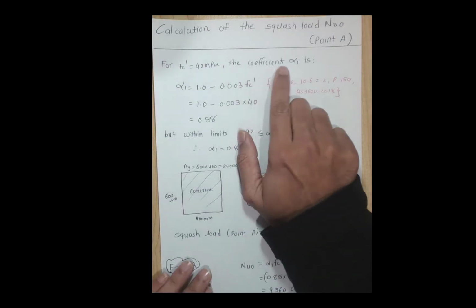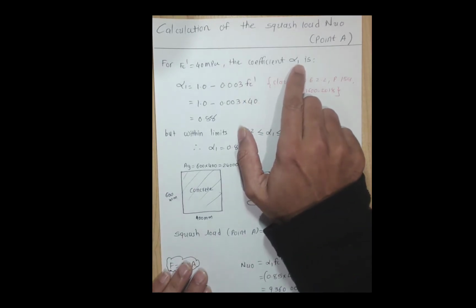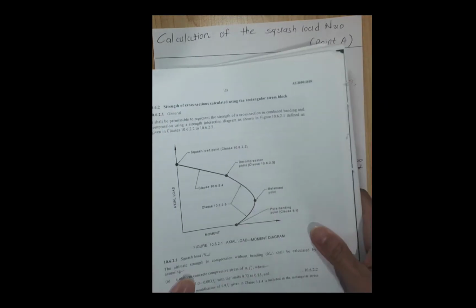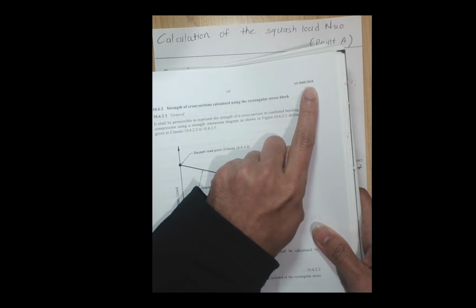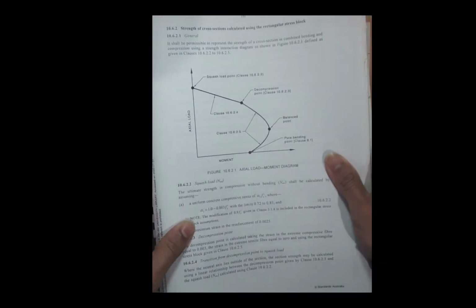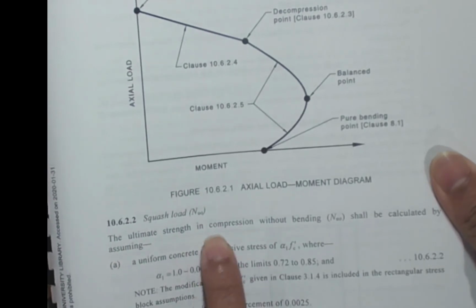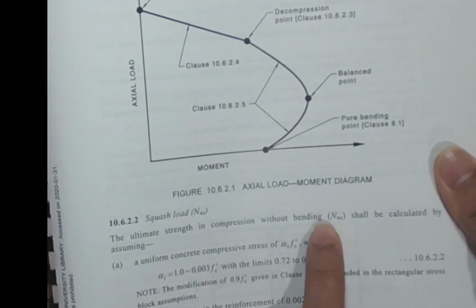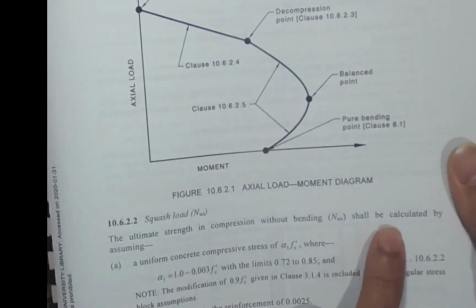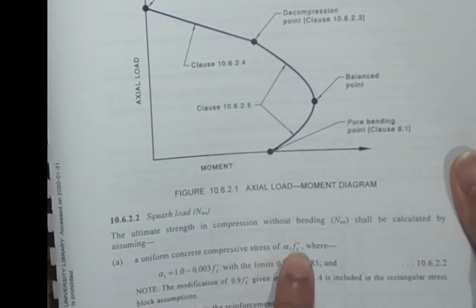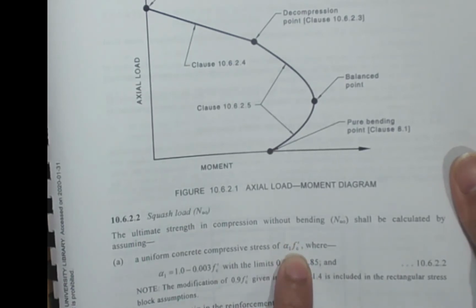We can find the coefficient alpha 1. I will tell you where we use this coefficient alpha 1. If you go to page number 159 of AS 3600, you can find clause 10.6.2, squash load, the ultimate strength in compression without bending. As I mentioned, there is no bending moment, so it is calculated by assuming a uniform concrete compressive stress. So we are calculating the compressive stress alpha 1 f'c.